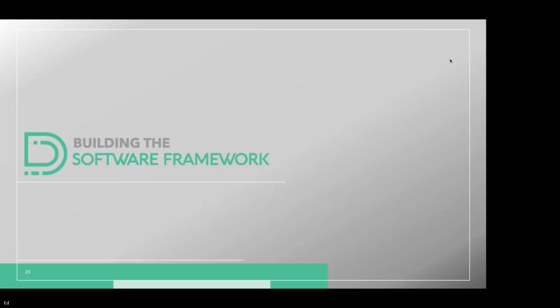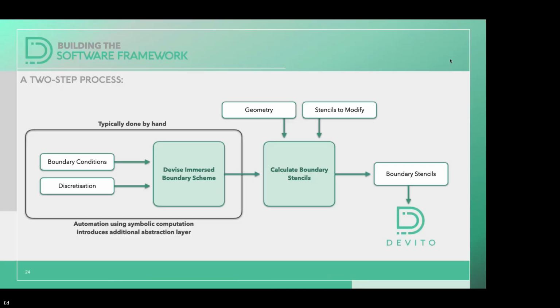And so what do we do with this idea? Well, we build a software framework, because you don't do this by hand. We effectively end up with a two-step process. The first section figures out what immersed boundary treatment we're going to apply. Then a second section takes that and turns it into a set of modified finite difference operators, so it generates the operators from that.